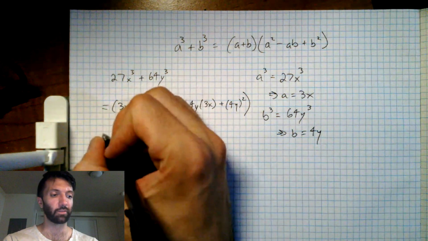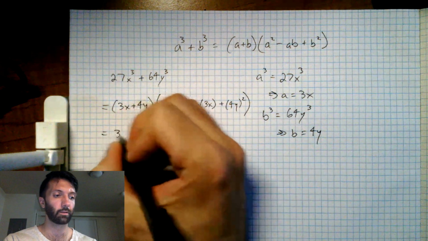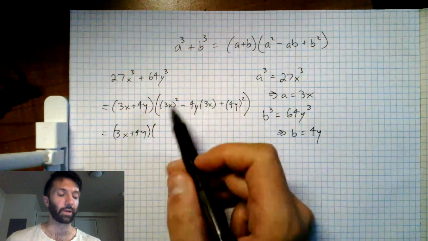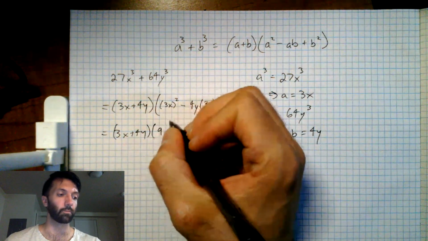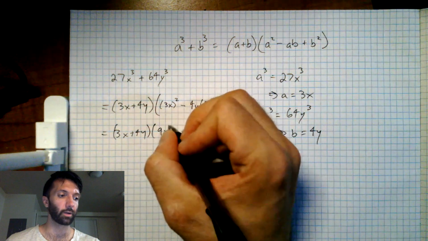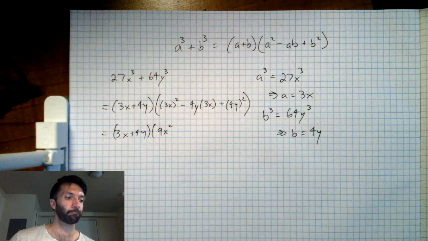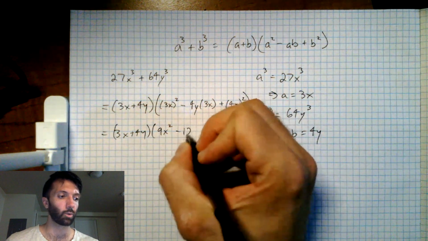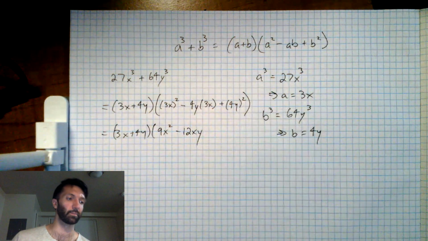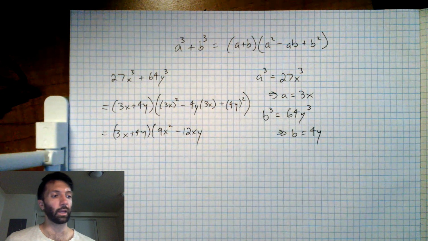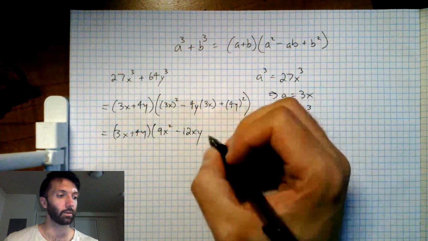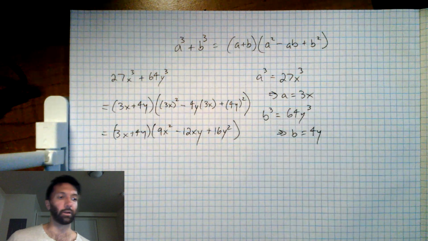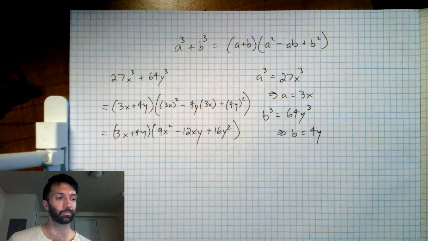And now I'll just go ahead and simplify this just so you can see exactly what's happening. There's my binomial still. Now 3x, the quantity squared, is going to be 9x squared. And then we can multiply the 4 and 3 together, so that's going to be minus 12xy, or yx, doesn't matter. And then 4y, the quantity squared, is going to be 16y squared. And there is your factored sum of cubes.